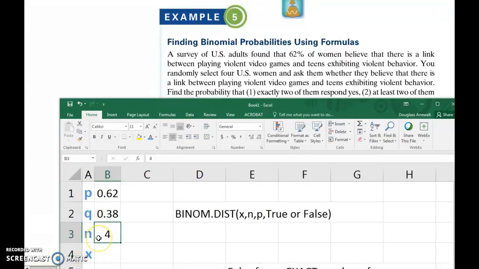So N here is the total number of women that we're going to be asking, and it says we're selecting 4 total. The probability that each person says that there is a link between video games and violence, and we're calling that success, that they do think there's a link, it's 62%. And so 1 minus that is then the probability of failure.